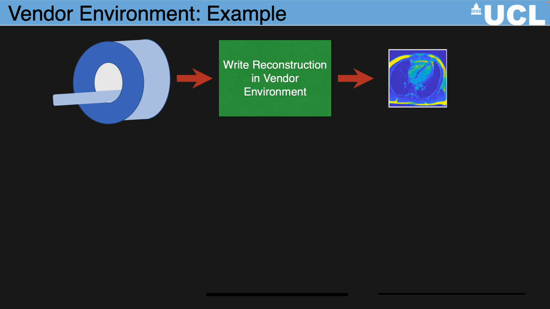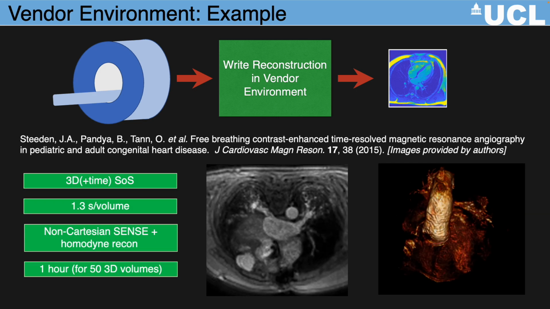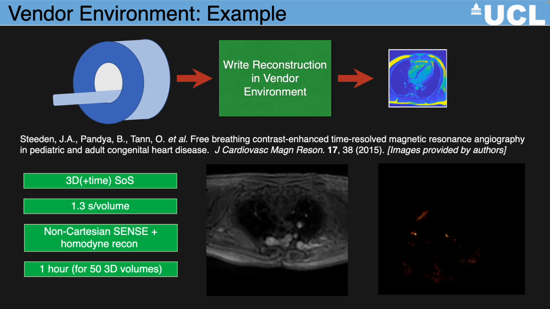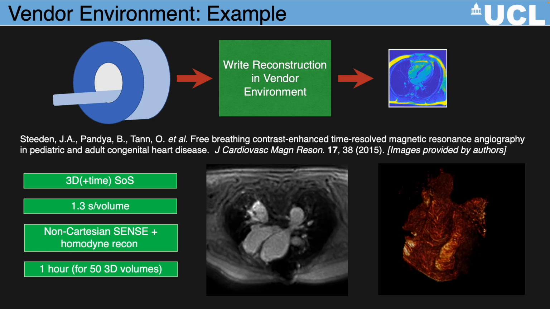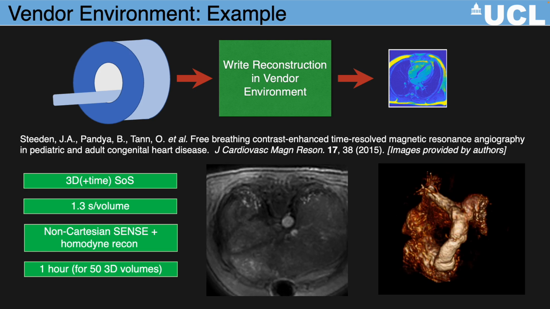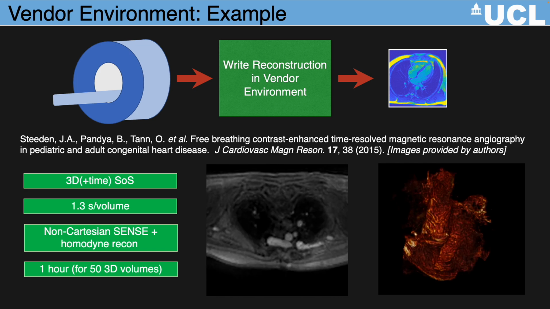However, this shows an example where online reconstruction has been performed within the scanner pipeline. The data here is a 3D stack of spiral sequence for time-resolved MR contrast-enhanced angiography, where each volume is collected in approximately 1.3 seconds consecutively over 65 seconds.